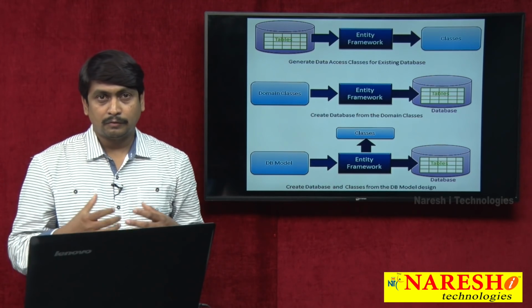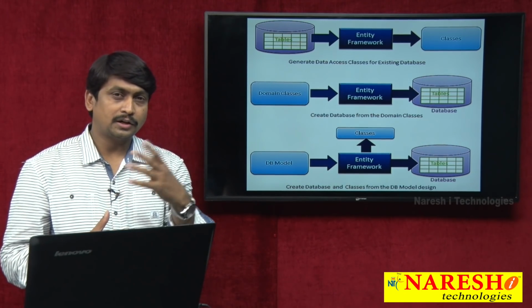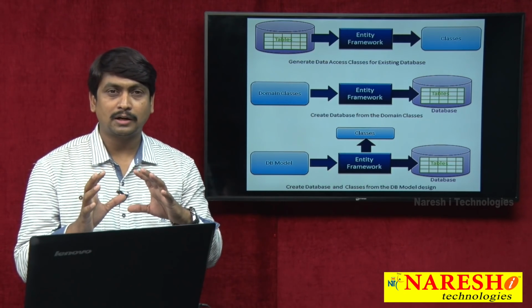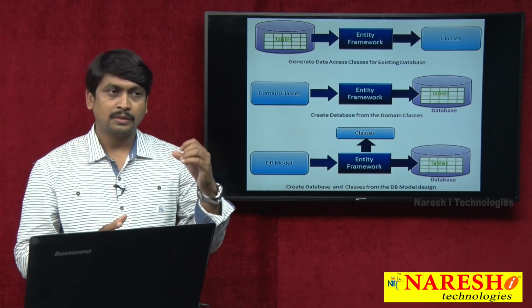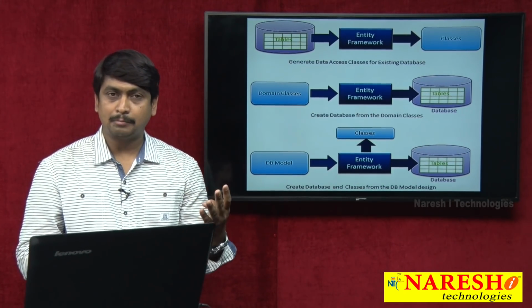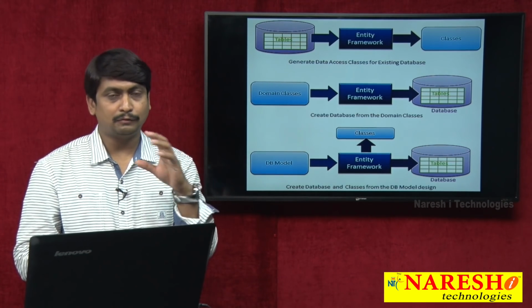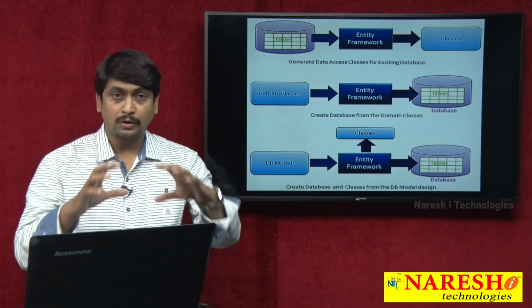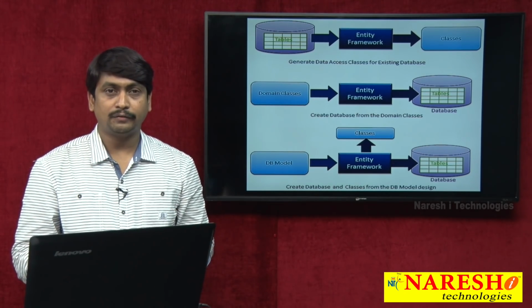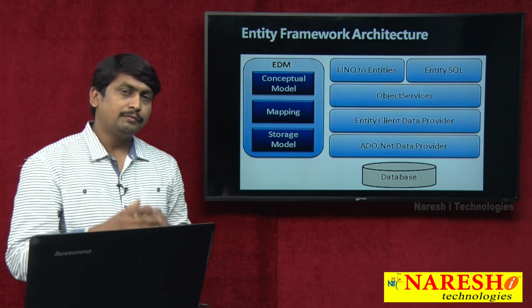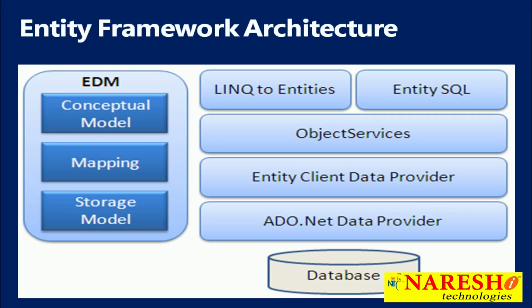Whenever we are working with traditional ADO.NET, you know that the basic ADO.NET architecture comprises connection, command, data reader, data adapter, data set, and data view. But in the ADO.NET Entity Framework architecture, what are the major components? ADO.NET Entity Framework comprises EDM.